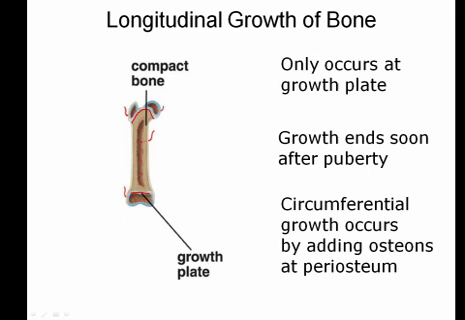Circumferential growth can occur. We can make the bone bigger around and heavier by adding osteons to the outside of the bone. There's a membrane on the outside I failed to mention earlier called the periosteum. Peri means around, osteo refers to bone. So this little thin fibrous membrane on the outside is the periosteum, and there are osteoblasts beneath that periosteum, and they can continue to add osteons to the outside, and that's going to make the bone heavier, bigger around.